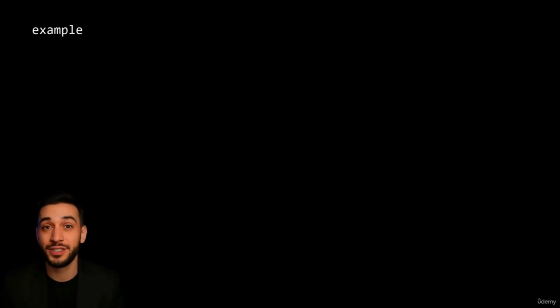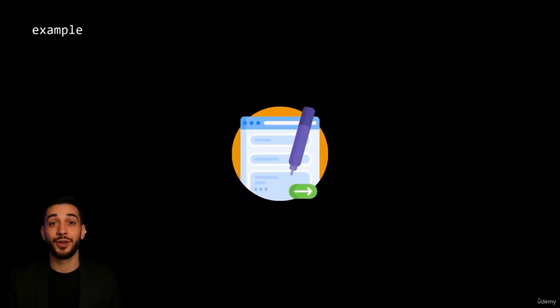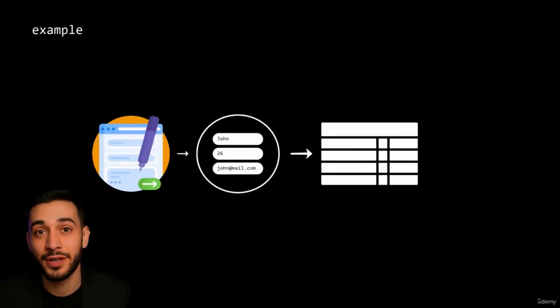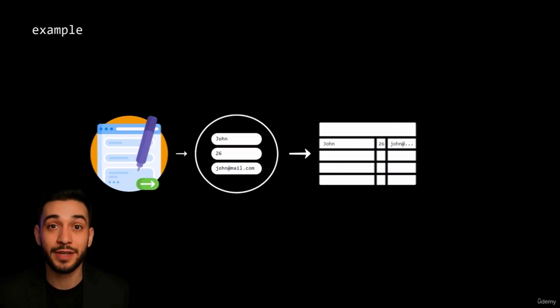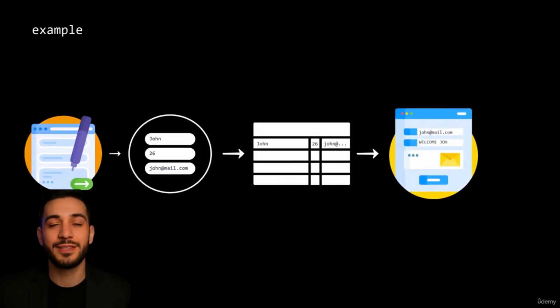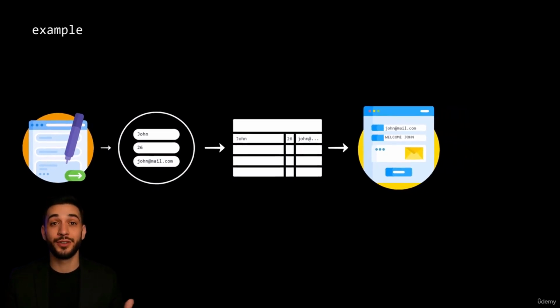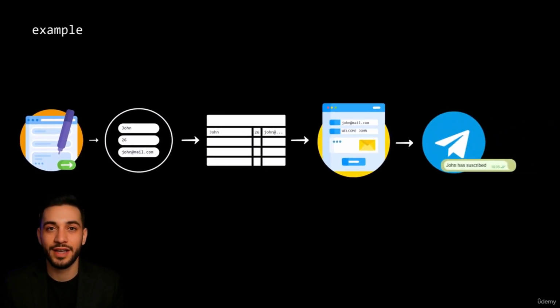Let me explain it with a quick, more technical example. Imagine that a visitor to your website fills out a form. A workflow will automatically trigger when the form is submitted, take that data and add it to a spreadsheet, send the user a personalized email thanking them for filling out the form, and if needed, notify you via Telegram or Slack. But it doesn't stop there.